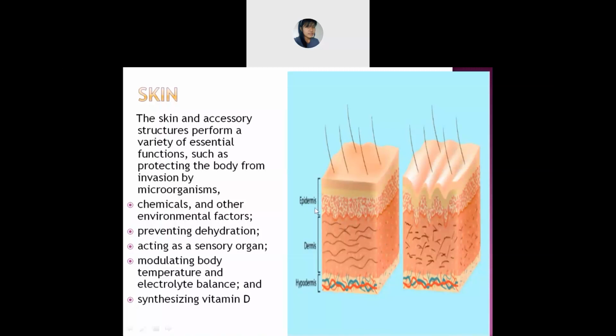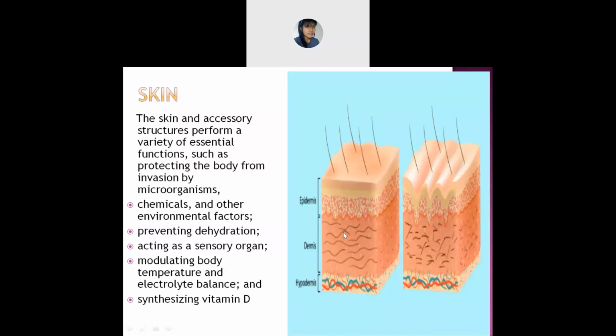So what are those? Epidermis. This is the first one. Epidermis. Can you see this, everyone? Yes, ma'am. So this is the epidermis. And the middle is the dermis. And the third one is the hypodermis. So, these are the three parts of the skin. Is it clear till here? Yes, ma'am.